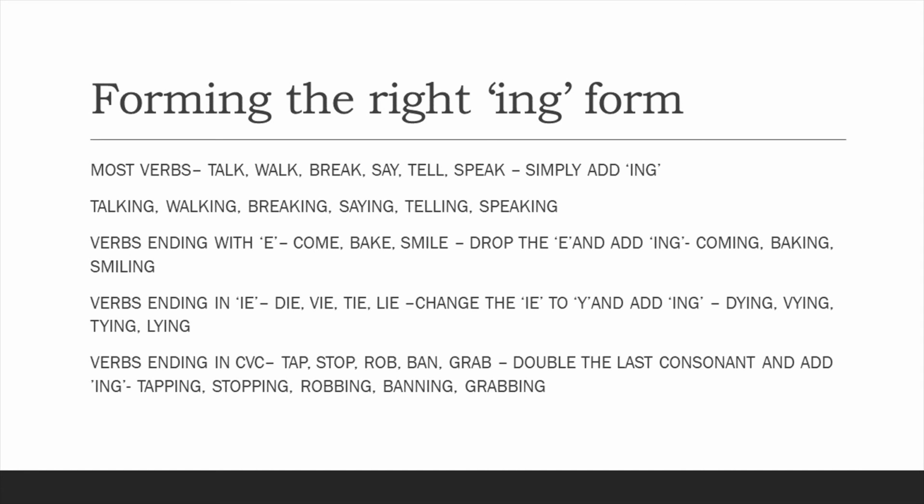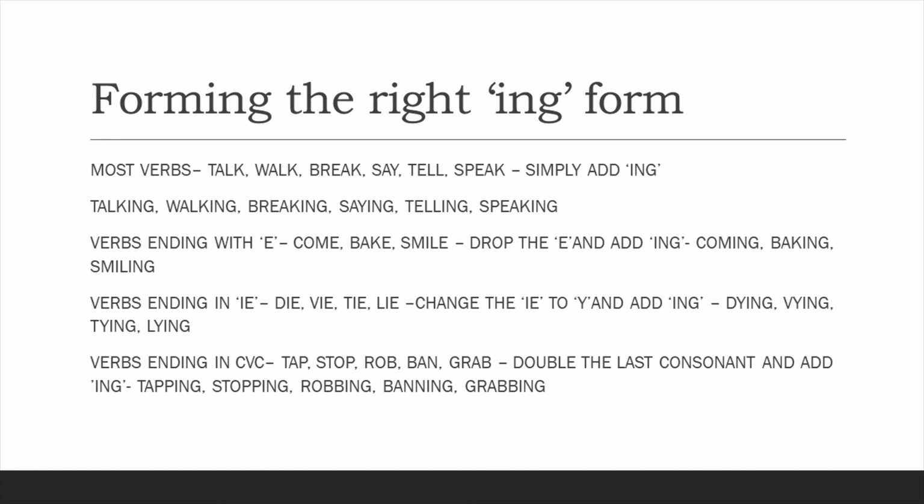Okay, and you have verbs that end in CVC, which means consonant, vowel, and consonant. For example, verbs like tap, stop, rob, ban, and grab. Can you see? Consonant, vowel, and consonant. So whichever ends with a consonant preceded by a vowel, you don't remove the last consonant, and then you add the ing. Let's look at the examples.